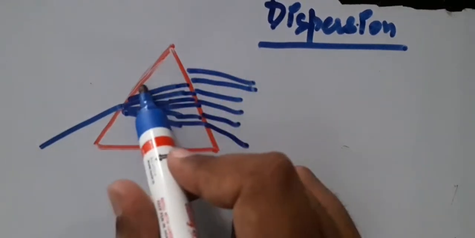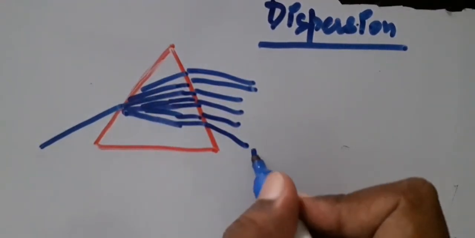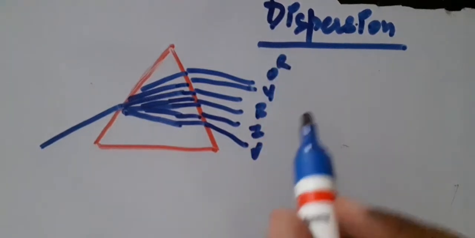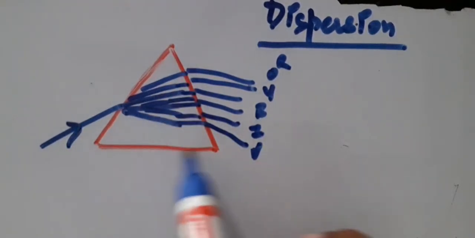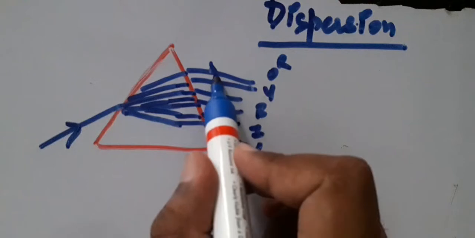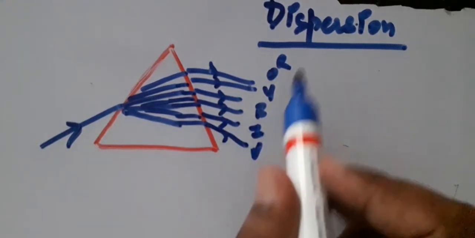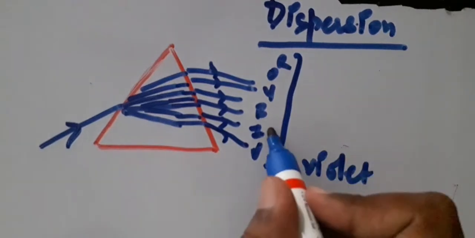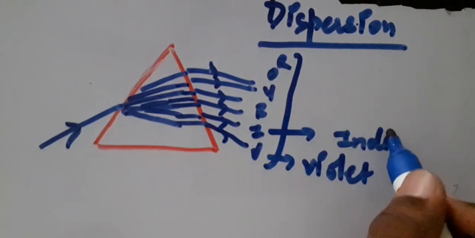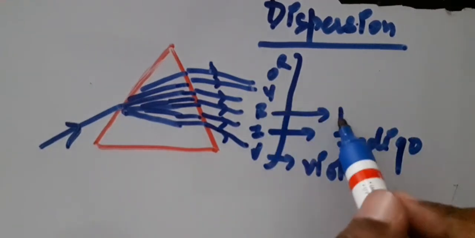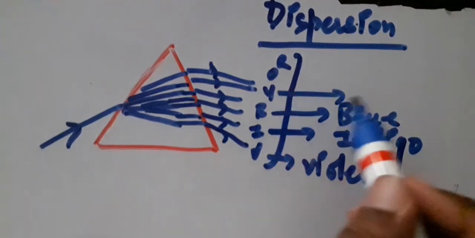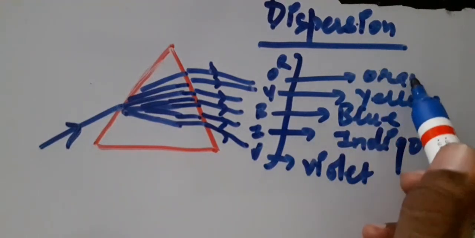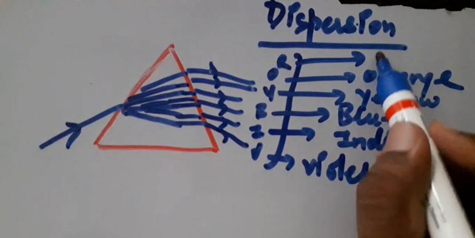We will analyze the different colors according to VIBGYOR: violet, indigo, blue, green, yellow, orange and red. So seven colors. When white light strikes a prism, it splits into seven colors, which is called VIBGYOR. V stands for violet, I stands for indigo, B stands for blue, Y stands for yellow, O stands for orange, and R stands for red.